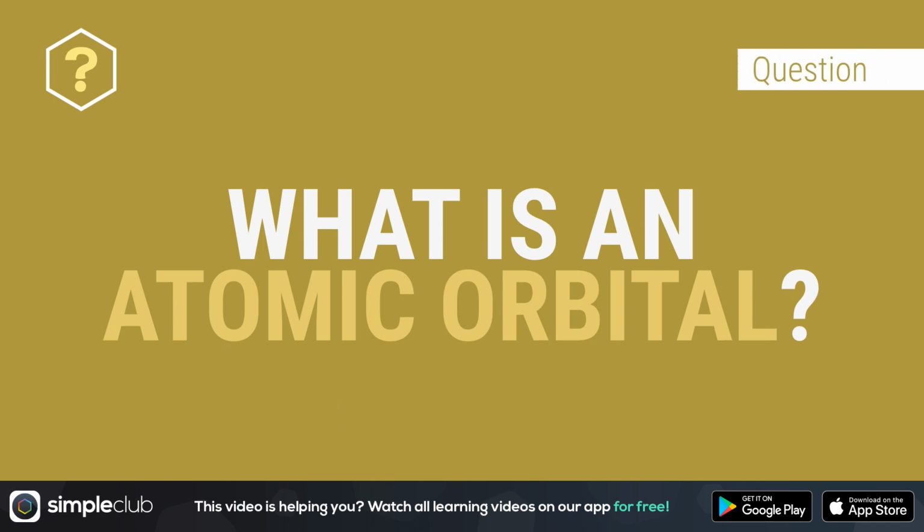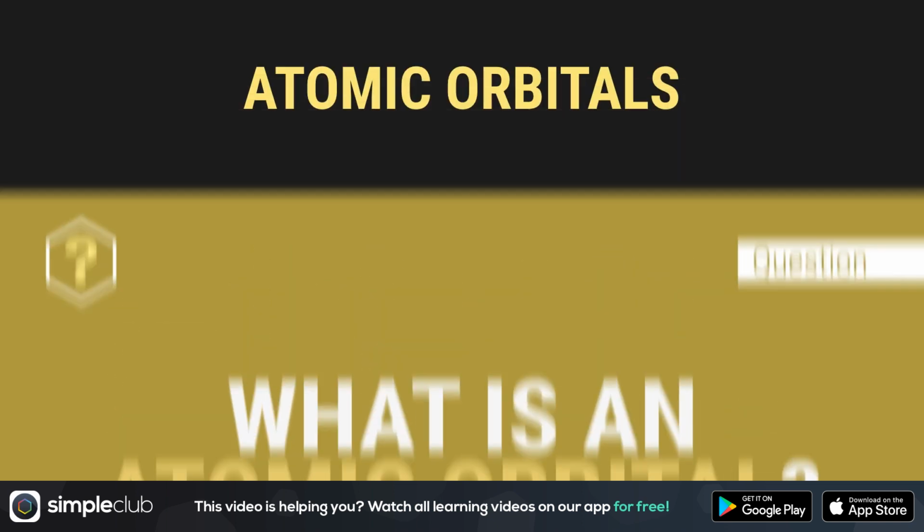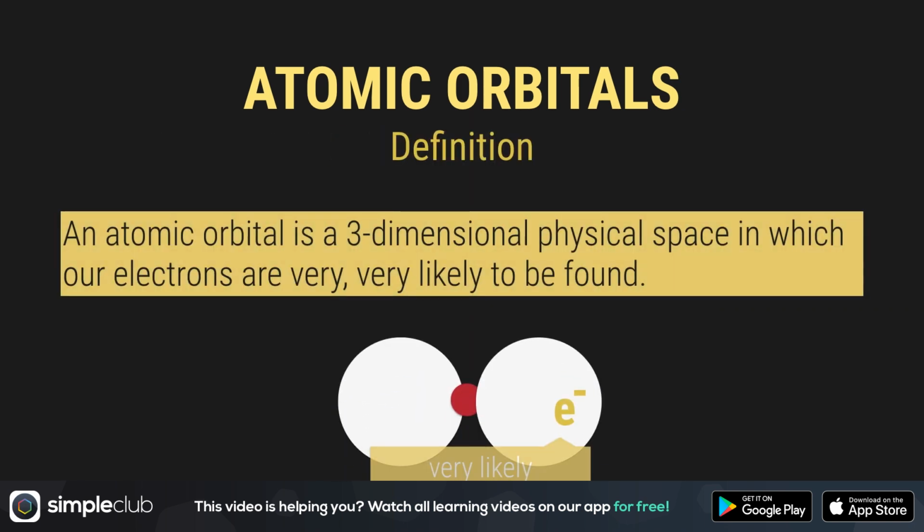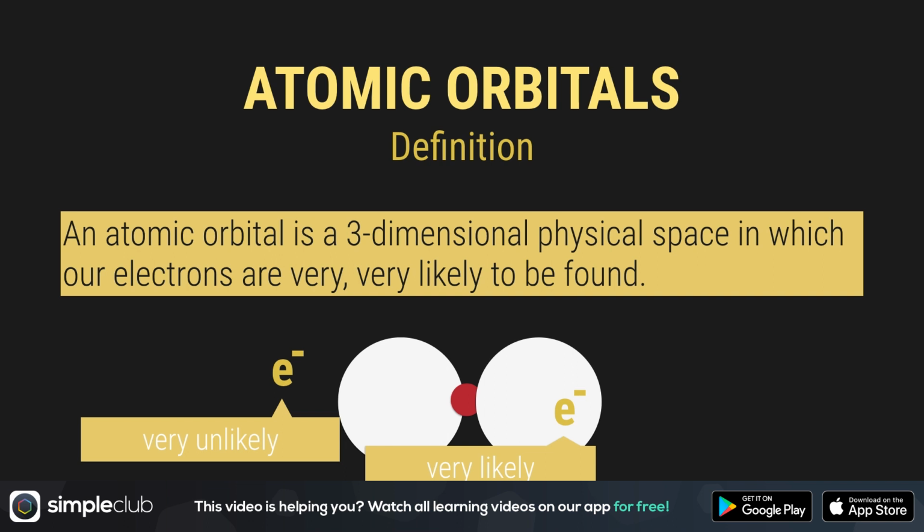Just what is an atomic orbital? So what does that mean in practical terms? An atomic orbital is a three-dimensional space where our electrons are likely to be found. But it's not always like that. The electrons might also be outside the space, although that's pretty unlikely. Most of the time, our electrons are found right here in these spaces, which we call atomic orbitals. Well, that's about it for the definition.